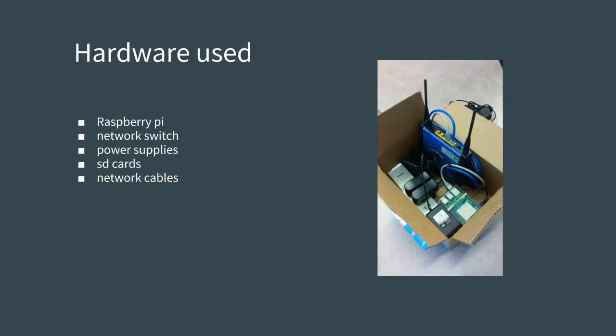So the hardware we used was basically these small devices called Raspberry Pis. They are embedded systems. Along with that, we used a network switch to help interconnect them and provide a network so they can communicate back and forth. We had power supplies for each one so that each one had its own individual power. And we also had the network cables that we connected them to the router and whatnot.